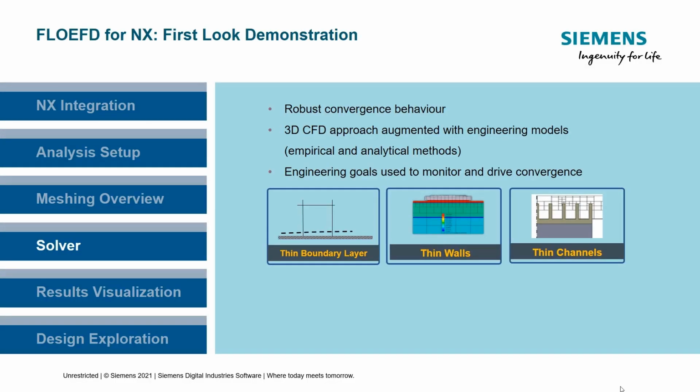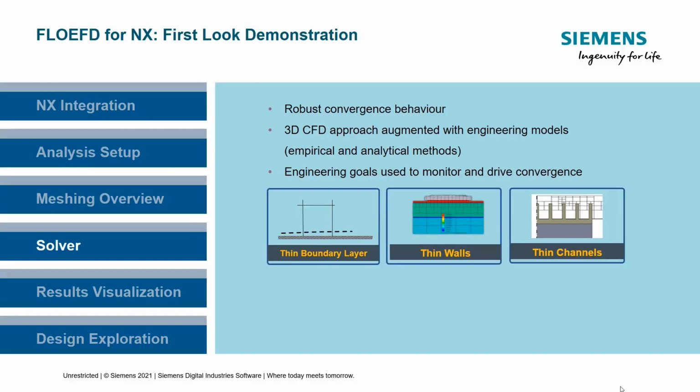FloEFD uses its own proprietary solver, similar to its own mesher. It exhibits very robust convergence behavior due to some of the features covered in the meshing section. The classic 3D CFD solving approach is employed, which is augmented with engineering models to provide empirical correlations. This is especially pronounced in the boundary layer treatment. Wall functions are used in conjunction with the smart cells at the boundary layer, which means that a coarse grid can be used at the wall without any consideration for Y+ tolerances.